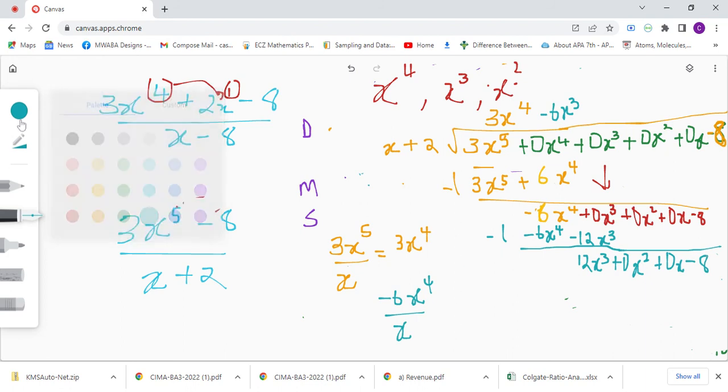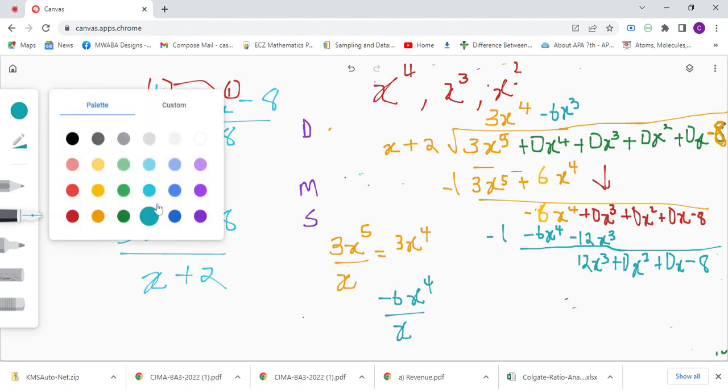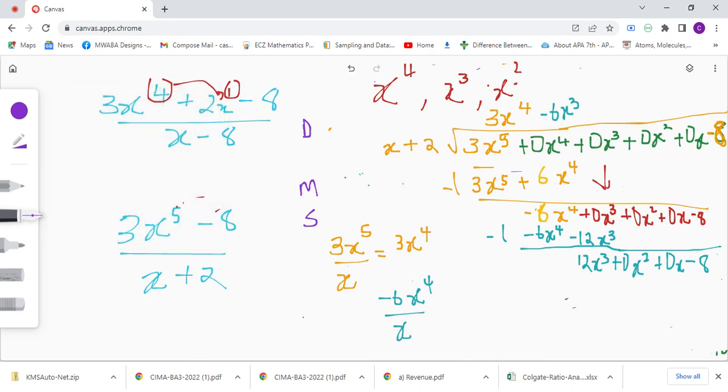We repeat the process. Division. So we divide 12x cubed by x. We get 12x squared.